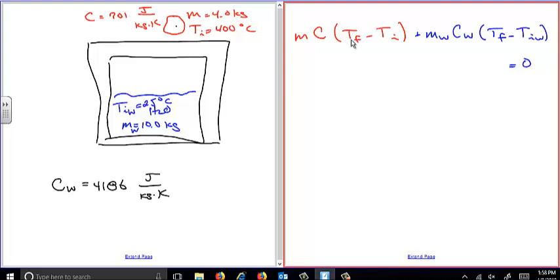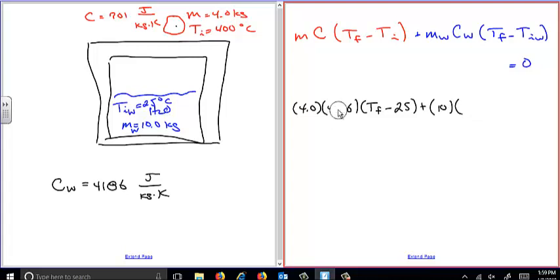So this final temperature will be lower and this final temperature will be higher. So you have a minus and you have a plus, and they balance each other out. So let's go ahead and plug the numbers in. Make sure I gave you everything. 4 kilograms, 4186, T final minus T initial, plus the mass of the water, which is 10 kilograms times the specific heat for water.